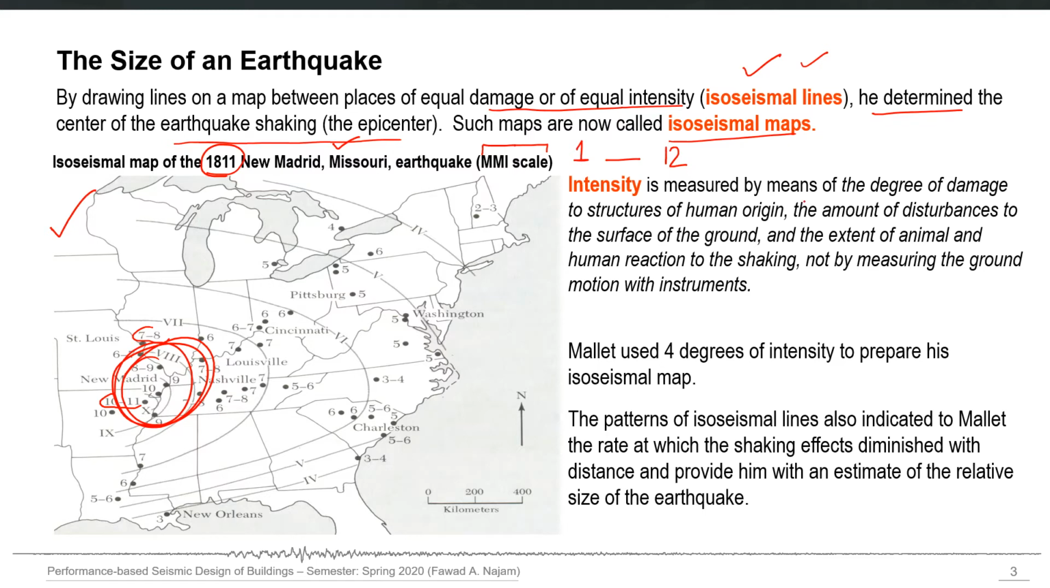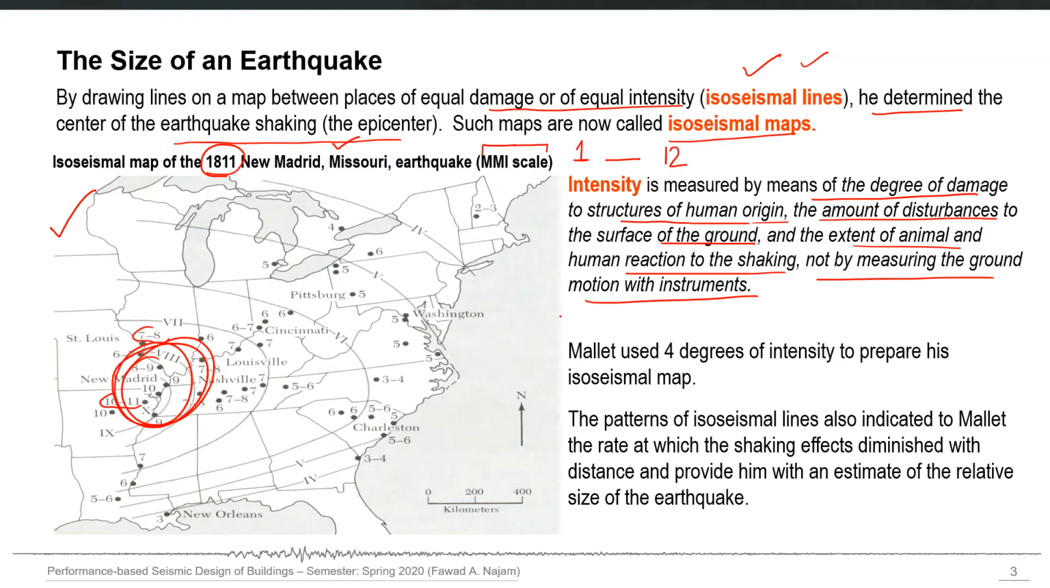Intensity is measured by means of the degree of damage to structures of human origin, the amount of disturbance to the surface of the ground, and the extent of animal and human reaction to the shaking. It is not measured by recording the ground motion with instruments. So intensity depends on the degree of damage or the level of disturbance experienced by the ground and the people. It is not something which is directly measured as a record from which you can read the intensity.